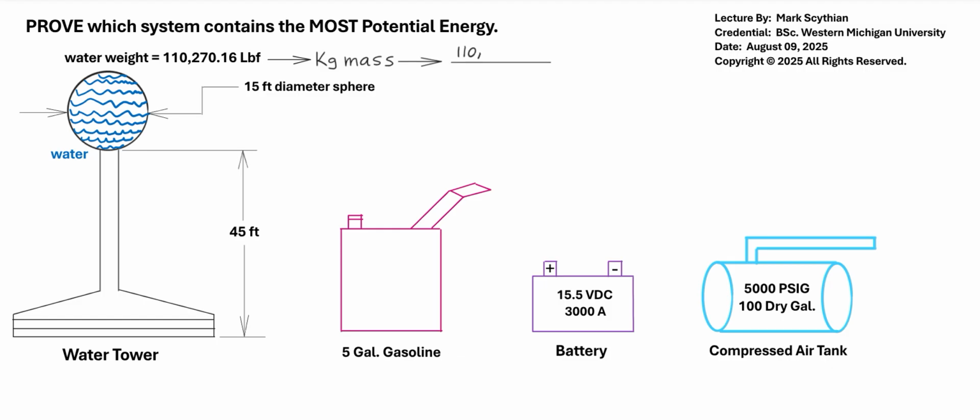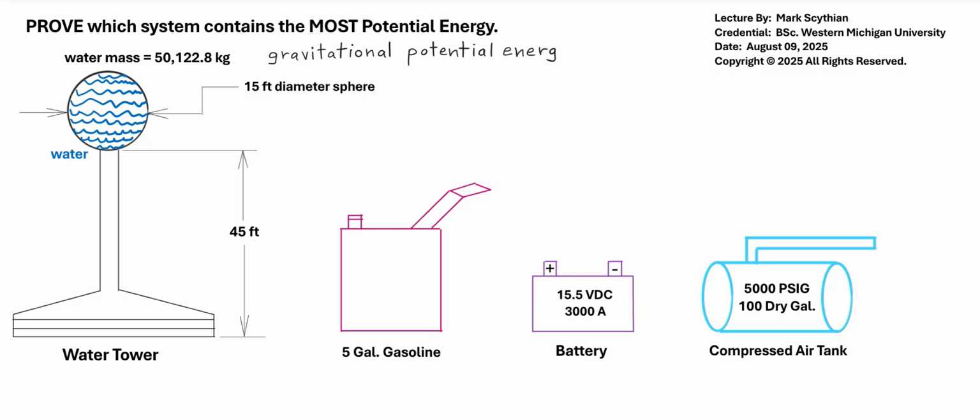So we could rewrite that as lbm. We divide the pounds mass by 2.2, the number of pounds mass per kilogram. So the water tank has a water mass of 50,122.8 kilograms.